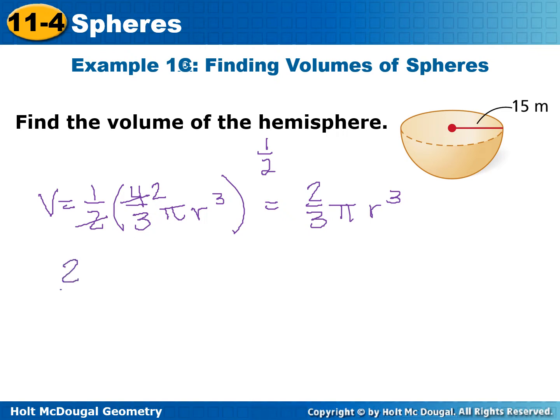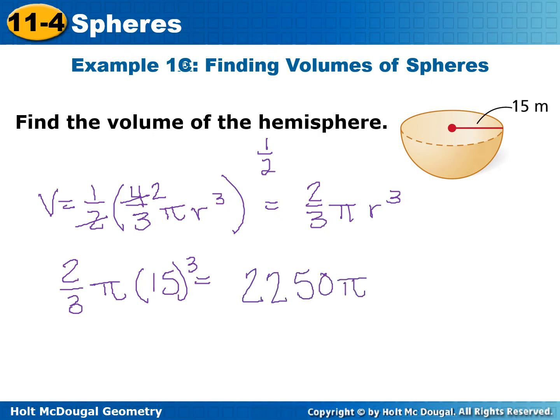So let's put in our radius, which is 15, and we'll cube that. And when we do all that, we get 2,250 pi, and we're going to put the unit on it, meters cubed.